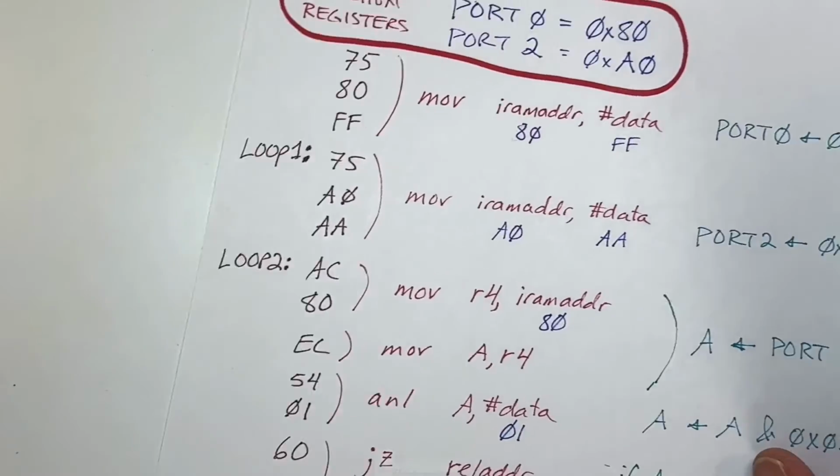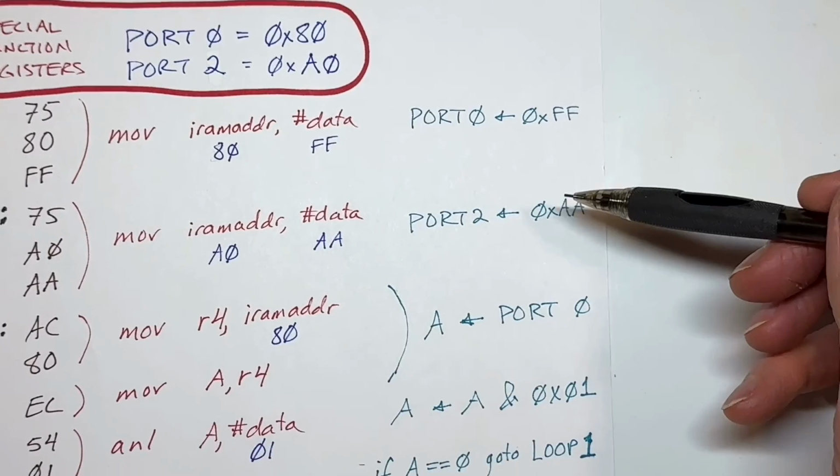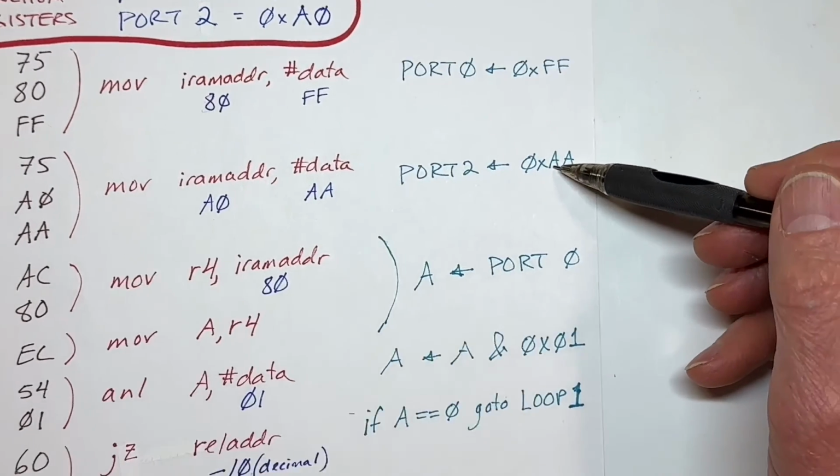So next, what I want to do is look at that program, and here I've copied it exactly. Port 0 gets FF, port 2 gets AA.